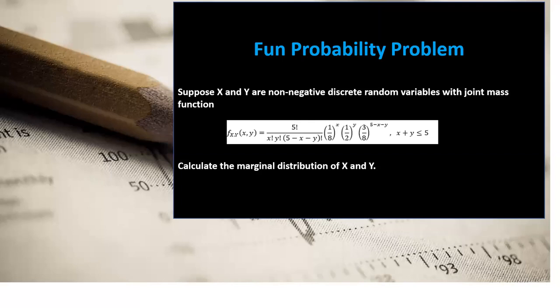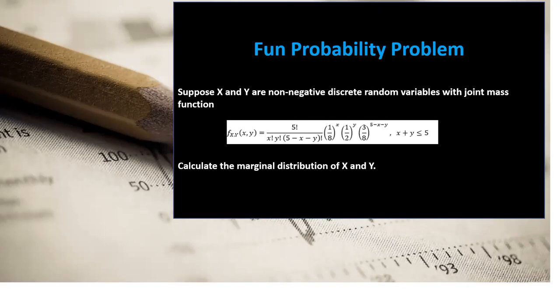And today we're going to take a look at this very interesting problem. The problem we're going to solve is: suppose X and Y are non-negative discrete random variables with the following joint mass function. If you look at this function, it is kind of like the multinomial function, right? Now they want us to calculate the marginal distributions of X and Y.